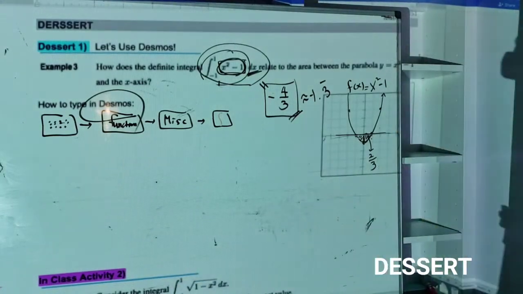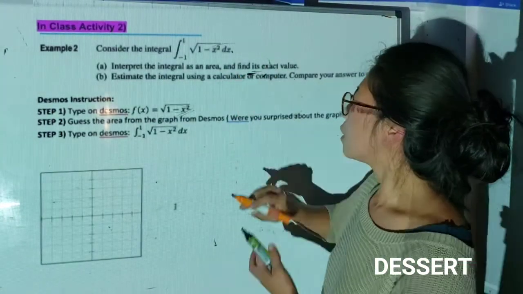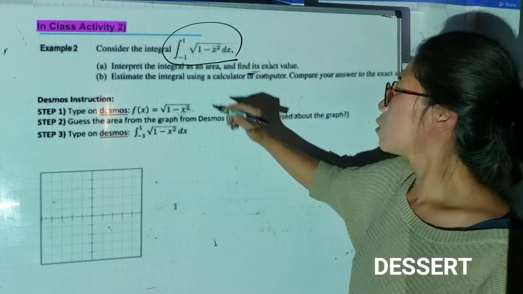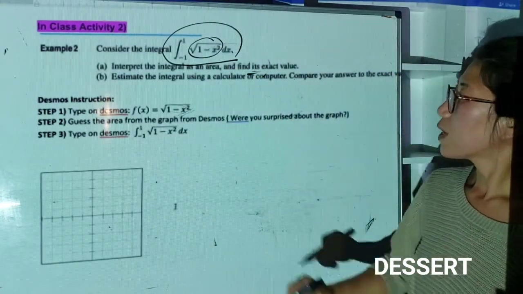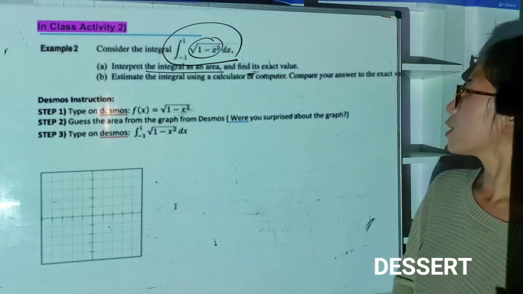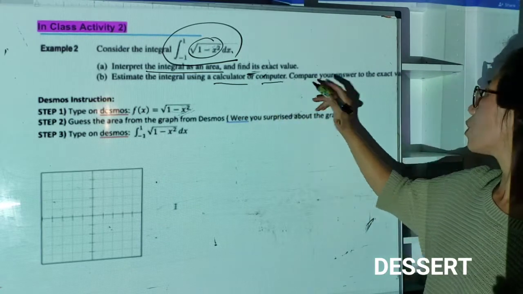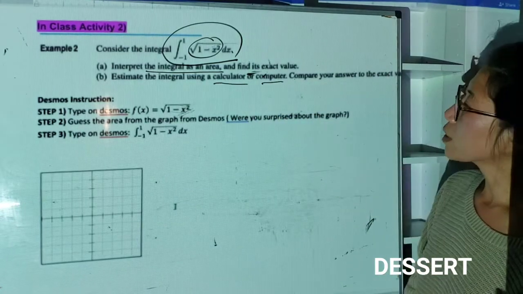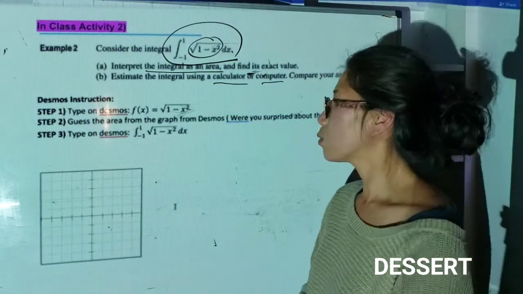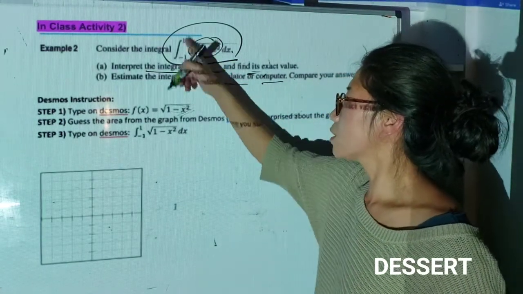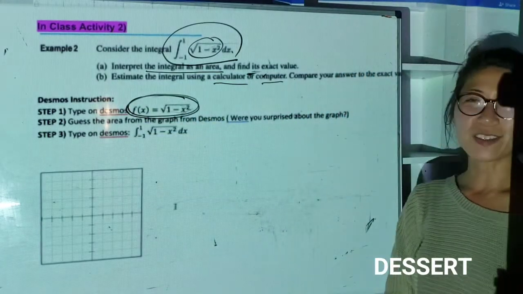Then let's look at our activities. So class, now we want to find the integral from -1 to 1 of the square root of 1 minus x squared. So we want to find what that means as area, and then find the exact value. Also, we are going to use a calculator or computer to compute. When you look at this one, I have no idea what this will be, right? So I want you to open up your Desmos again, but this time instead of using integral, just type this whole thing and look at the graph.